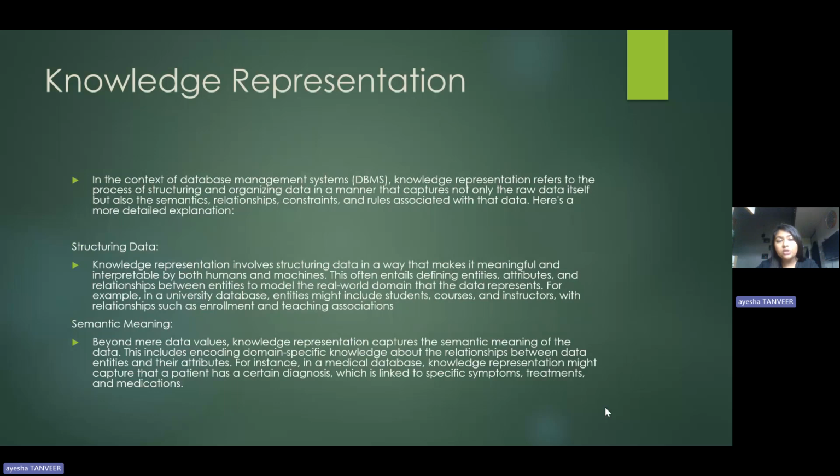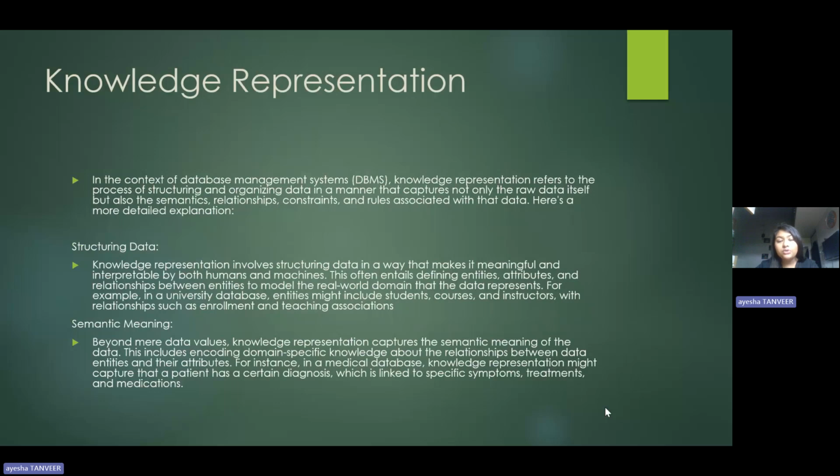Structuring data. Knowledge representation involves structuring data in a way that makes it meaningful and interpretable by both humans and machines. This often entails defining entities, attributes, and relationships between entities to model the real world domain that the data represents. For example, in a university database, entities might include students, courses, and instructors with relationships such as enrollment and teaching association.